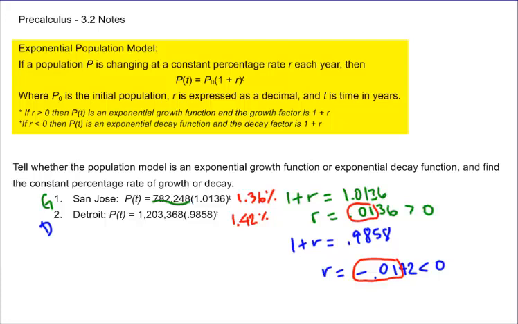And the biggest key on determining growth or decay is just to look at this number right here. If the number is bigger than 1, you're growth, and if the number is less than 1, you're decay.